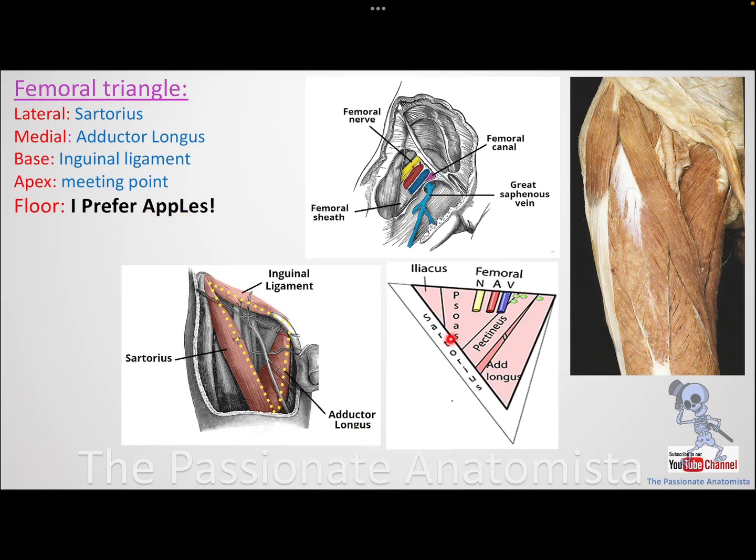All right. What is important about the femoral triangle? The femoral triangle has the femoral nerve and vessels. It's a VAN medial to lateral, or NAV lateral to medial.